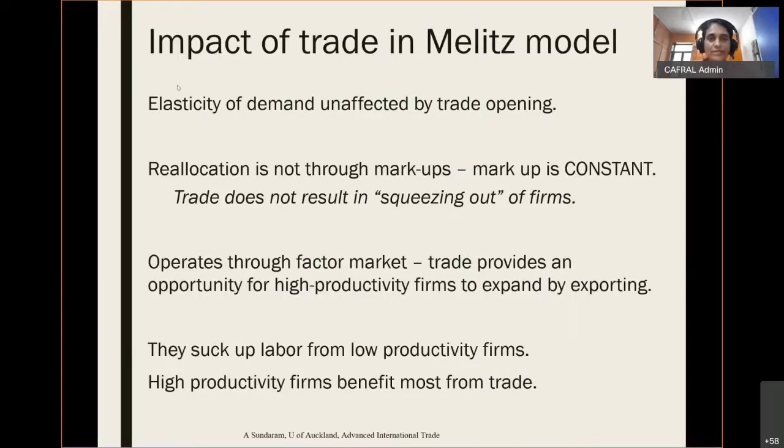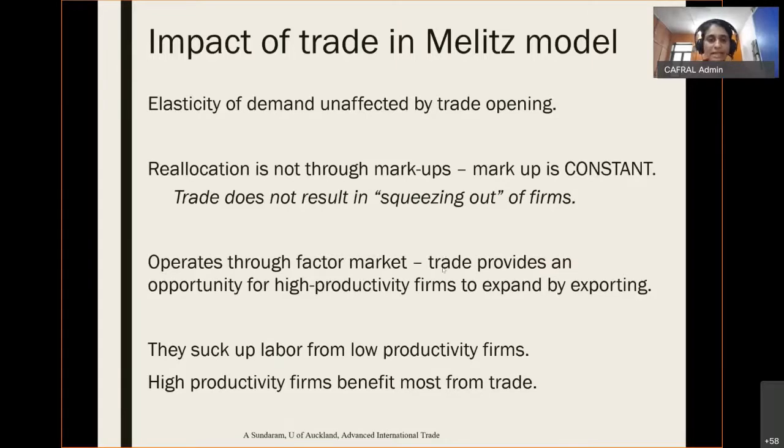Okay, so what is the impact of trade in the Melitz model? So the first thing is remember that there's no impacts coming through the elasticity of demand. So the elasticity of demand is not really affected. Reallocation is not happening through markups because the markup in this version of the Melitz model is constant. So trade is not really resulting in any squeezing out of firms. So where is this whole reallocation coming from? Essentially, it all operates through the factor market or through the labor market.